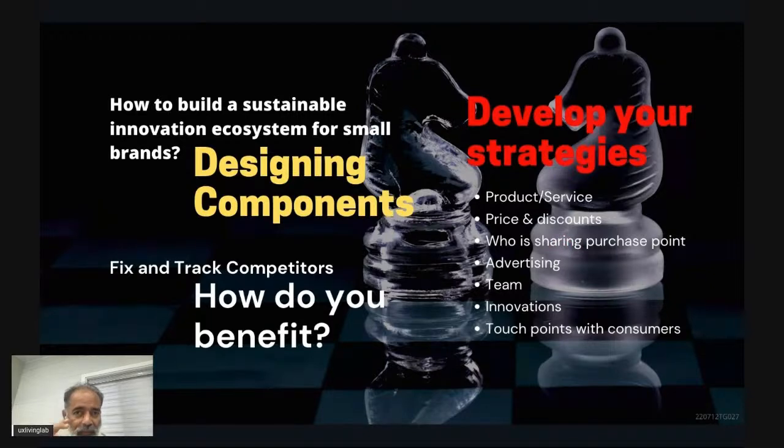That is the benefit of keeping this type of ecosystem. All these strategies can be innovated, not only the product strategies but also the price strategies, advertising, team, innovations. Everything you can improve by keeping this type of ecosystem. But you have to keep it updated periodically, and it should be a long-term process. You plan according to that. When you continue with that type of information, it will benefit your strategies.